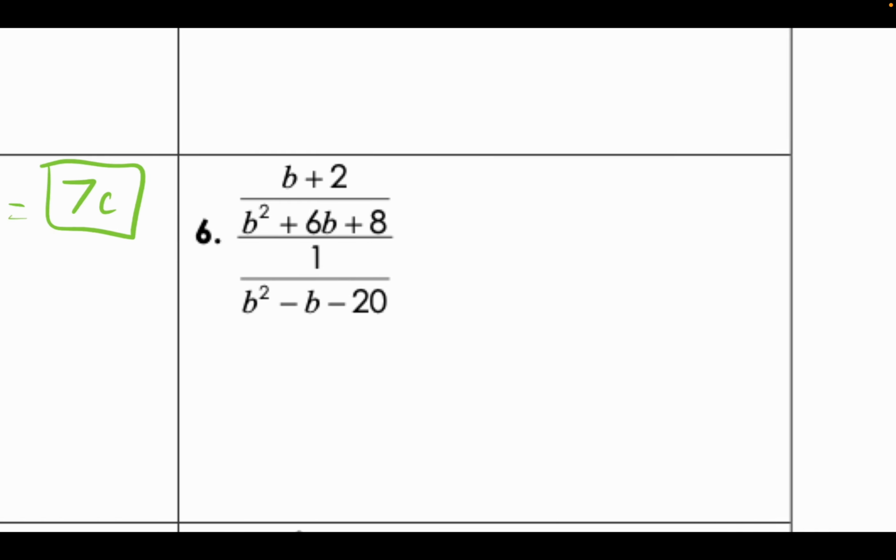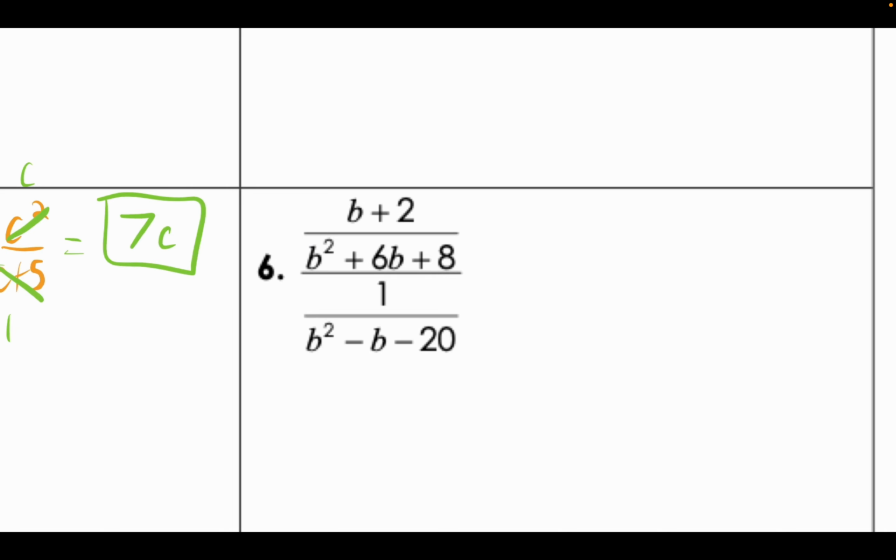Number 6 here. I rewrite the top fraction, b plus 2 over, this factors, and so will this. So if you want a chance to factor those on your own, now's a good chance to pause the video, and then I'll factor it. So the b squared plus 6b plus 8 factors into b plus 4 and b plus 2 in no particular order between those two parentheses.